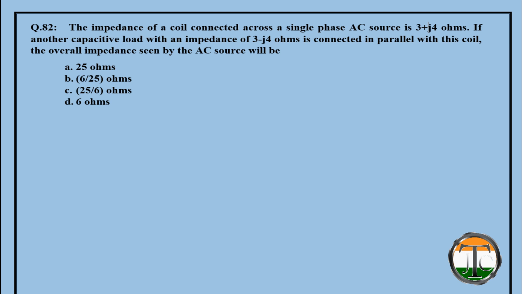Question number 2 says that the impedance of a coil connected across a single phase AC source is 3 plus j4 ohms. If another capacitive load with an impedance of 3 minus j4 ohms is connected in parallel with this coil, the overall impedance seen by the AC source will be: option A, 25 ohm; option B, 6 by 25 ohm; option C, 25 by 6 ohm; option D, 6 ohm.